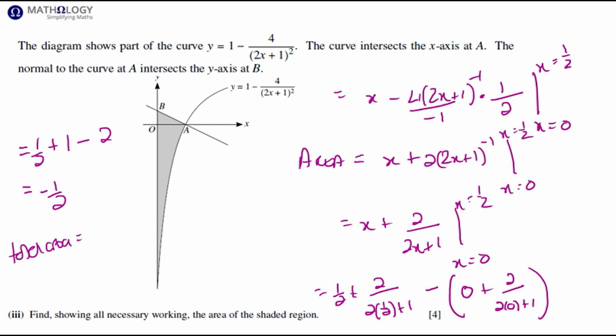So the total area will be, the area of the triangle was 1 over 16, plus a half. So 1 over 16 plus 8 over 16, which equals 9 over 16. And this is the area of the shaded region, 9 over 16 units squared.